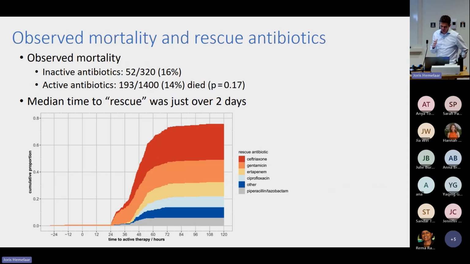However, actually, there wasn't as big a difference as you might expect in the observed mortality, at least, between those who received initially inactive antibiotics and those who received active antibiotics. However, this is clearly just the observed data, and we can do much better than this.